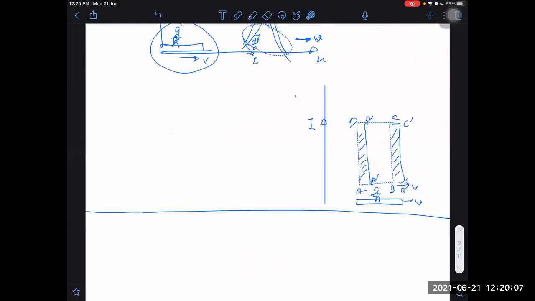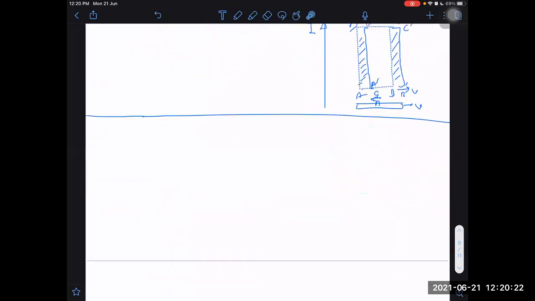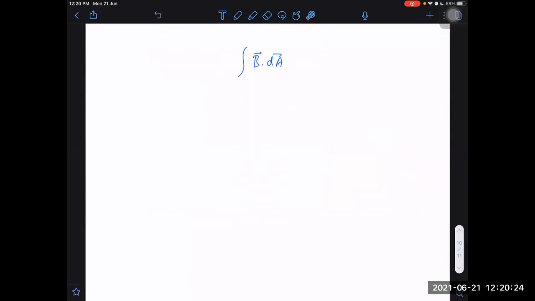I told you this thing, keep in mind that the flux can change without relative motion also. How can the flux change? By changing the current. If I increase the current, then there will be no relative motion, but even then the magnetic field will change. If the magnetic field changes, flux will change. If flux changes, then the EMF will be induced.